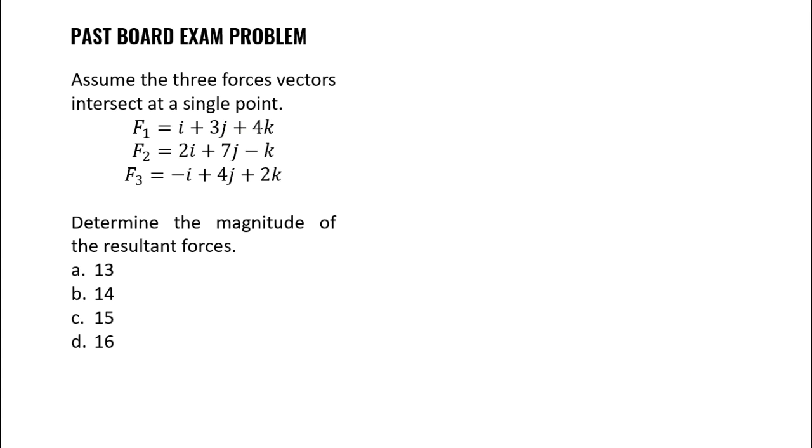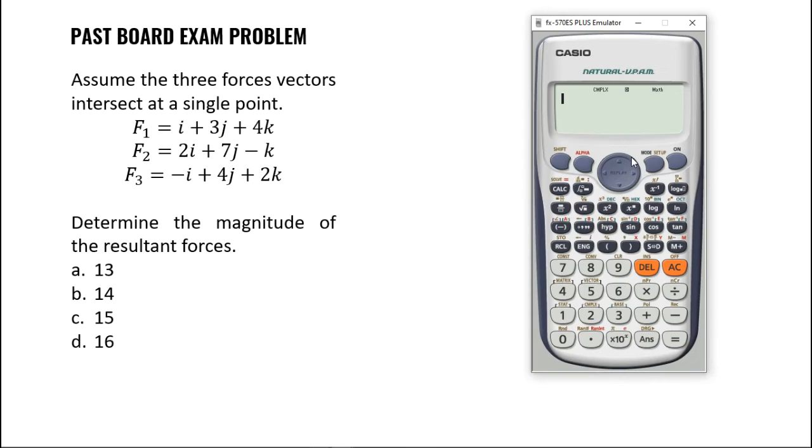So in this next problem guys, assume the three force vectors intersect at a single point. So F1 natin here is i plus 3j plus 4k. Force 2 is 2i plus 7j minus k. And force 3 is negative i plus 4j plus 2k. So ang hinahanap natin dito guys is the magnitude of the resultant force. Now, punta tayo guys sa calculator natin. Then sa calcu of course, shift clear muna natin siya.